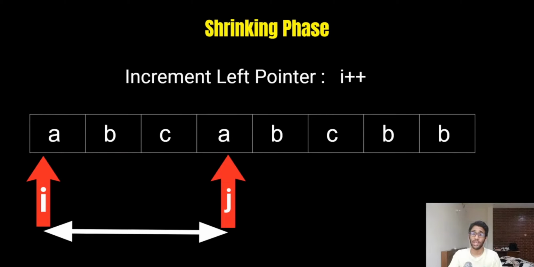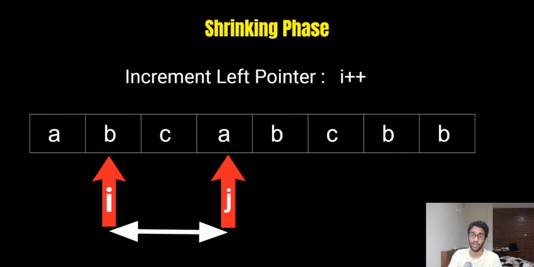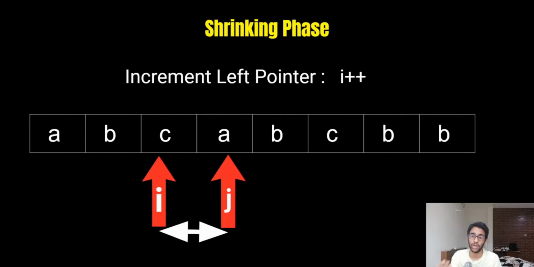Another scenario is the shrinking phase. A shrinking phase happens every time we increment the left pointer, or the I pointer. Every time we increment the I pointer, the window gets smaller and smaller. This is known as the shrinking phase. So the entire problem depends on knowing when we have to increase the size of the window and when we have to decrease the size of the window. That is the growing and shrinking phase.